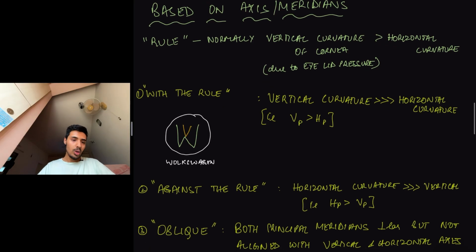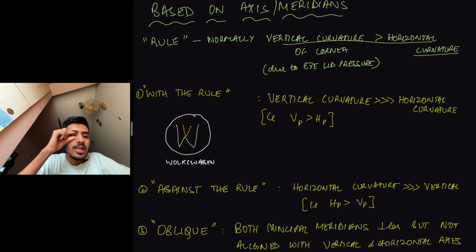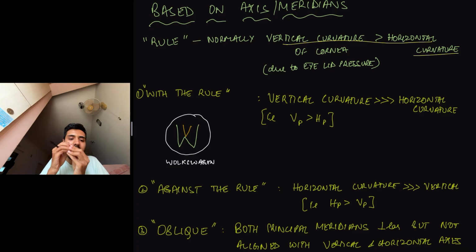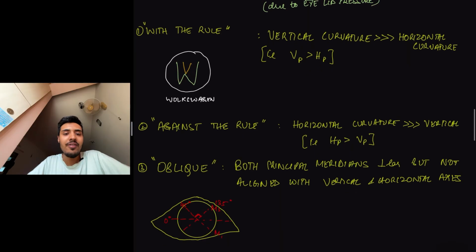See, now there is a rule in our eye: slightly in our cornea, the vertical curvature is a bit more than the horizontal curvature. Why do you think that is? Our eyelids exert pressure from up and below that causes the cornea to bulge vertically a little bit. So that is why the vertical curvature is said to be slightly more than horizontal curvature. Using this rule, we have three types.